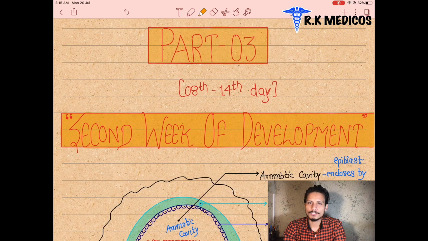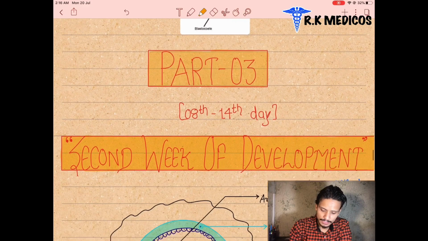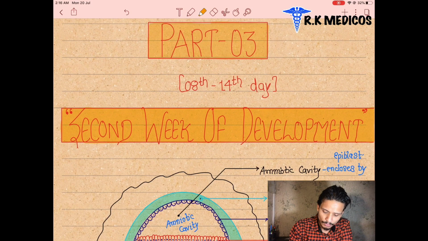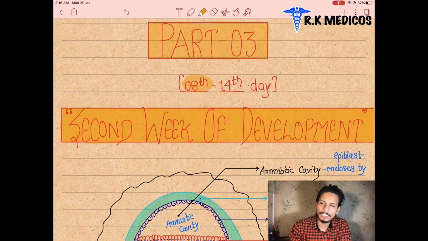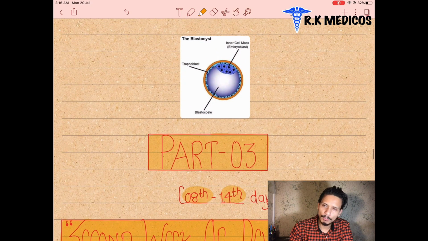In the first part, we discussed the gametes. In the second part, we discussed the first week of development. And now in the third part, we are going to discuss the second week of development. The second week means the days from the 8th day to the 14th day. So we can see what happens after the 8th day of development till the 14th day of development.